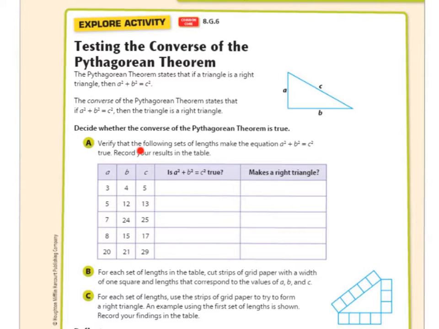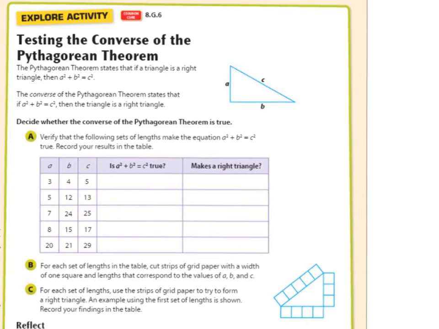So we're going to verify that the following sets of lengths make the equation a squared plus b squared equals c squared true, and record our results in the table. I'm going to plug each of these into the Pythagorean theorem, make sure that a squared plus b squared does equal c squared, and if it is true, it is a right triangle. I'm going to move this over to the side just a little bit so I can do some work over here on the side, just to check.